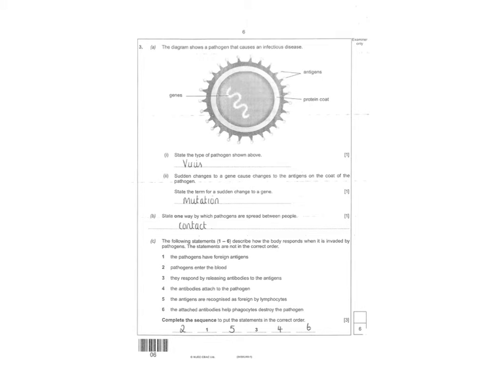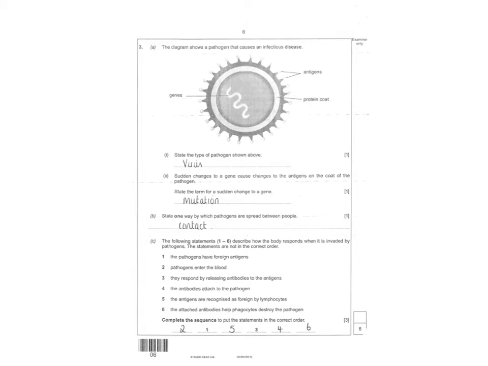The diagram shows a pathogen that causes an infectious disease. State the type of pathogen that's shown above. Because it's got the protein coat here, we know it's a virus. Sudden changes in a gene cause changes in the antigens on the coat of the pathogen. State the term for a sudden change to a gene: that is a mutation. State one way by which pathogens are spread between people: it's direct contact.